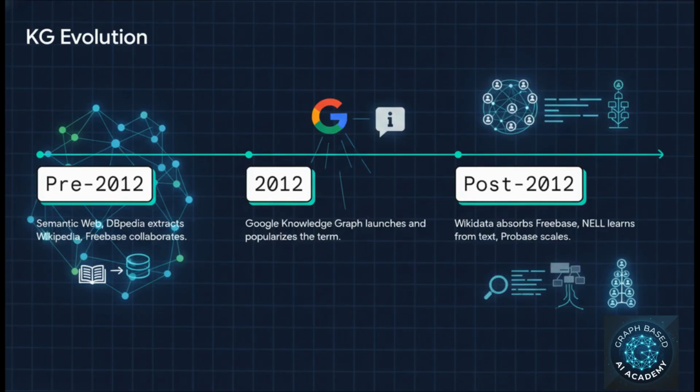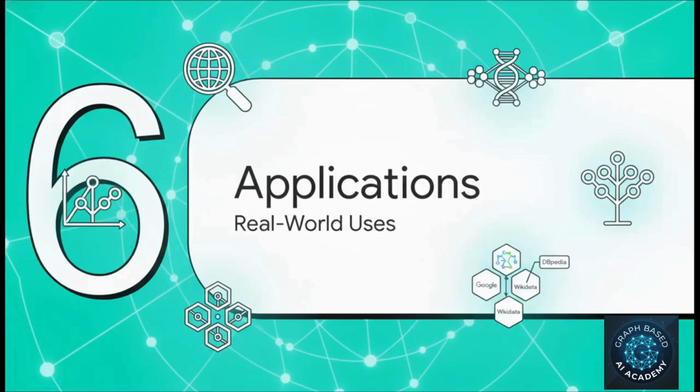Pre-2012, they had giant projects like DBpedia, extracting structured data straight out of Wikipedia, and Freebase, which was an amazing early collaborative graph. Post-2012, we saw the explosion of things like Wikidata, which is entirely community-curated, multilingual, and actually ended up swallowing Freebase whole. We also got systems like NELL, literally learning new facts continuously by reading text on the web, and Probase, a massive taxonomic knowledge base. And finally, part 6, real-world applications and reasoning.